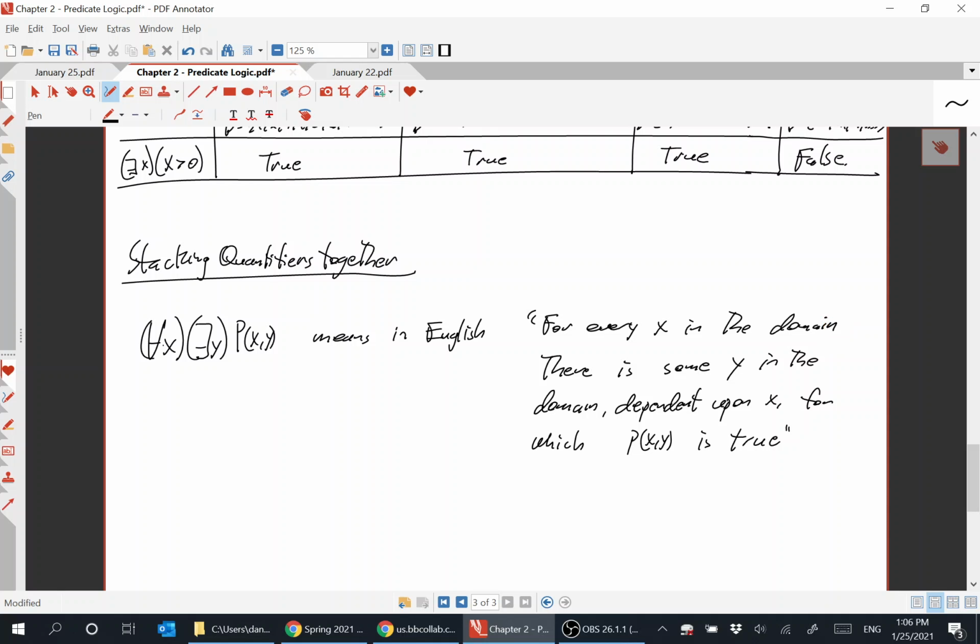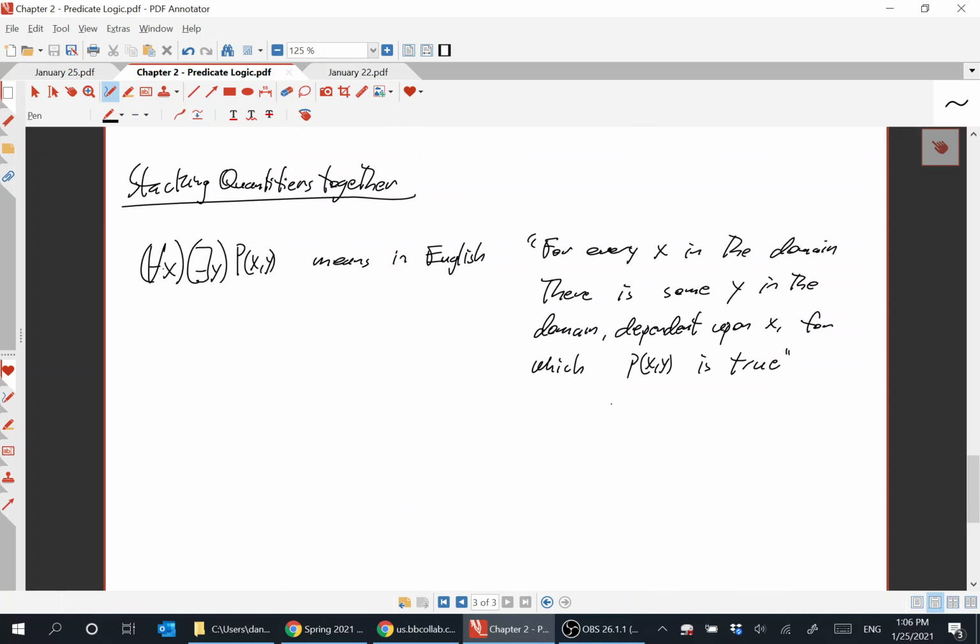So something like this. Every student at Wright State has a name. Your name's Jack, your name's Martha, so on and so forth. Every student has some name that's particular to that student, and the person responds to that name because that's what they're named. If you stack them the other way around, it means something else.